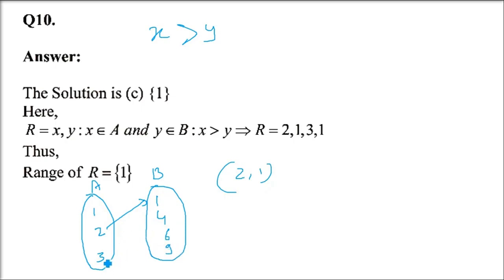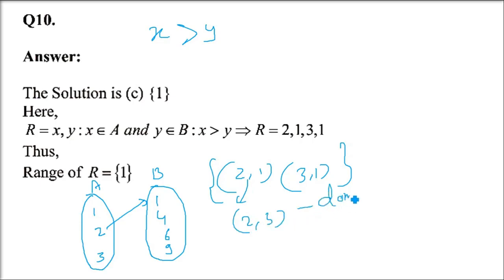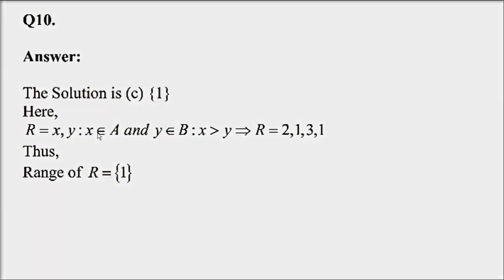Now, 3 is greater than 1. Yes, just write (3, 1). And 3 is not greater than 4, 6, 9. So only this is the relation. So 2, 3 will be the domain, the first members I am taking. And the second members are 1, 1, so only 1 will be the range. So the range will be 1 only.